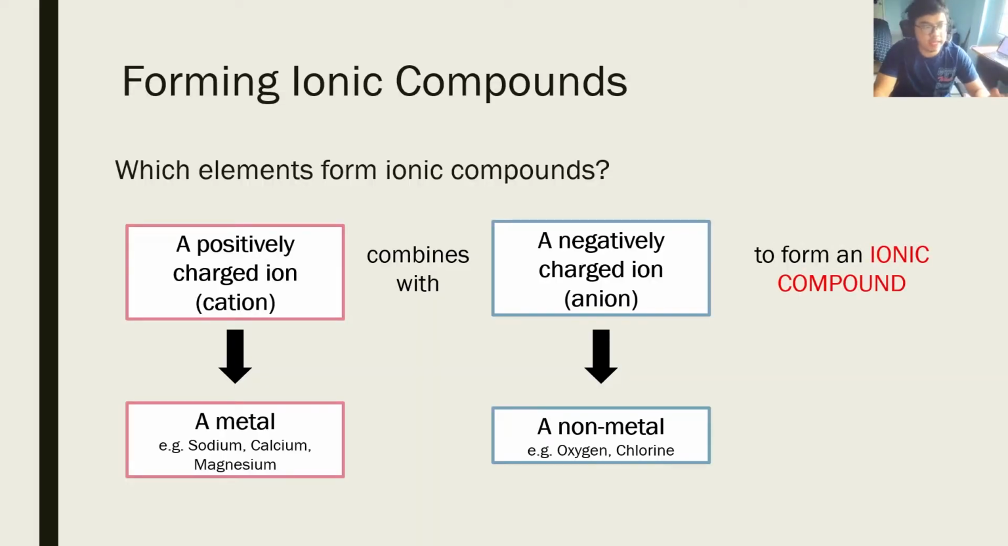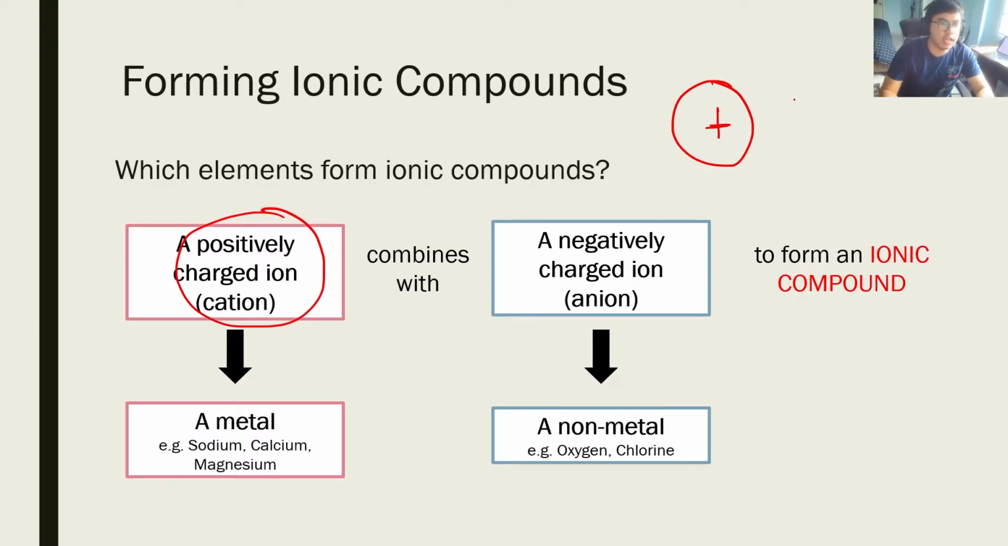Okay, so remember last time, if you want to make an ionic compound, you need to have a positively charged ion, which is this one here, a cation, and a negatively charged ion, which is an anion. If they are joined together, they form an ionic compound.